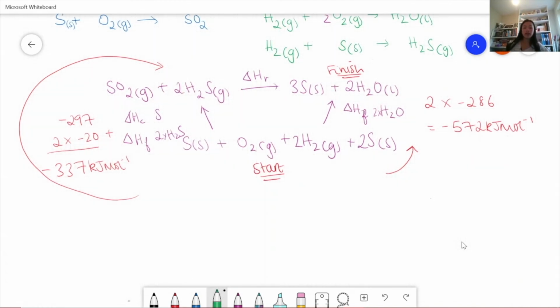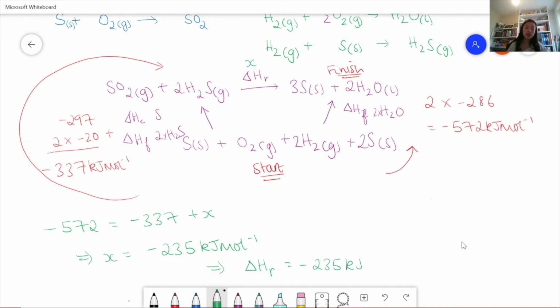So if I label this X, this way we would have minus 572, and that should be equal to, this is minus 337 plus X. And so rearranging for X, we can then find the enthalpy change of reaction. So X turns out to be minus 235 kilojoules per mole. So the enthalpy change of reaction is minus 235 kilojoules per mole.